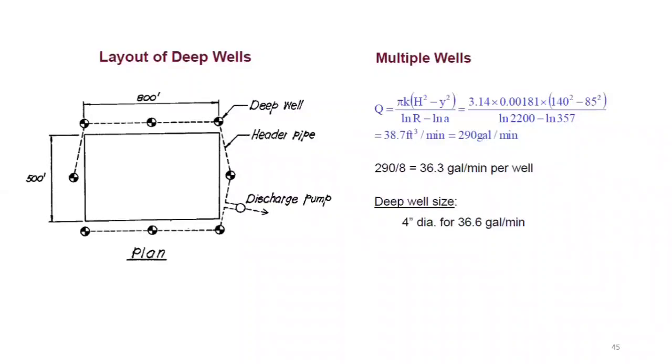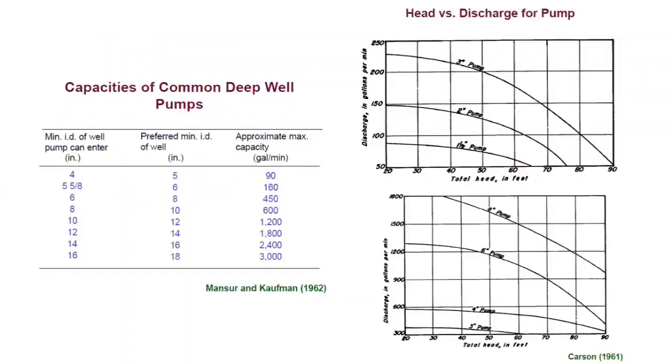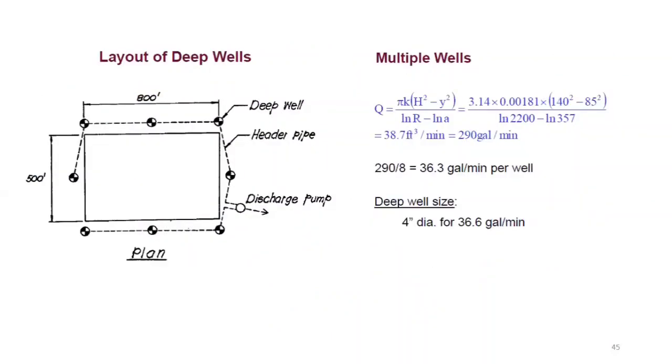Now if we talk about size selection, let's start with the minimum one, the 4-inch diameter. So for 36.6 gallons, because if you look at that table, I'll take you back. Yeah, you can see that the 4-inch well is sufficient to have a capacity of 90 gallons per minute. In our case, the capacity is 36. So the minimum inner diameter of well available is 4 inches. So you will use that, which is sufficient for 90 gallons per minute, actually. Okay. So you will have a pump of 4-inch diameter. You can see that.